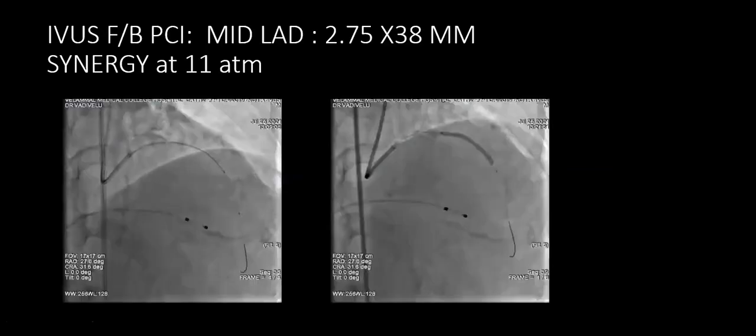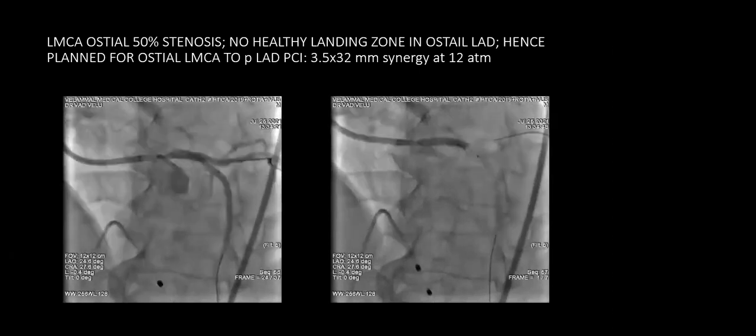So after lesion preparation with rotablation and NC balloon dilatation, mid LAD was stented with a 2.75 into 38 mm DES. And the ostial LMCA to proximal LAD was deployed with a 3.5 into 32 mm DES. And this is not the final cine, the initial part was done with the 4 into 12 mm balloon. You can see that the mid LAD lesion has given way nicely.